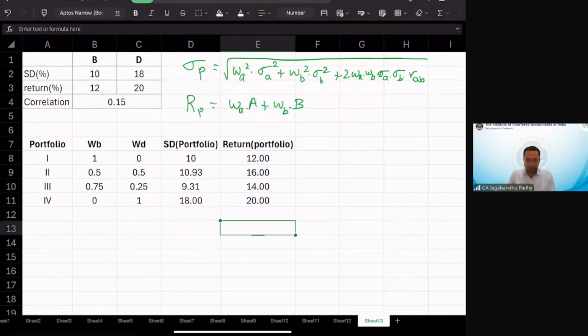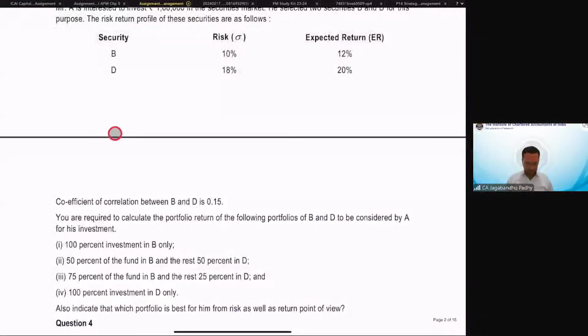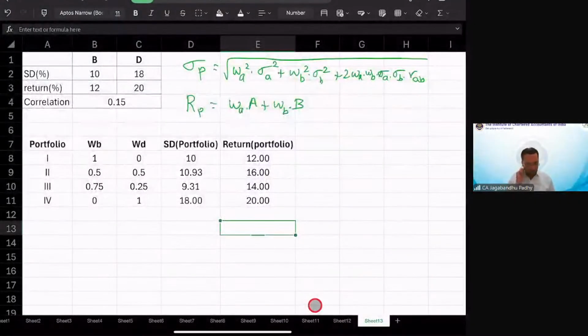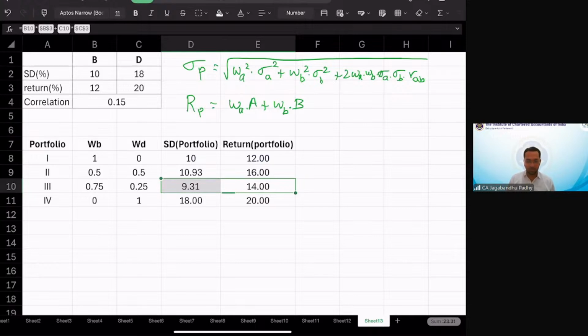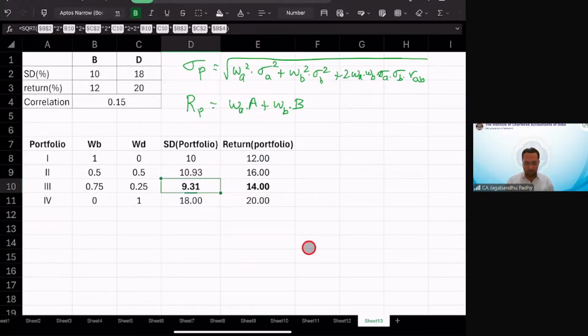Okay, perfect. So now, the question asks us to indicate which portfolio is best for him from risk as well as return point of view. So from risk and return point of view, which of the portfolios is best suited for him? Third one, with 9.31 and 14. This is the best suited because that gives us a 14% return with a risk of 9.31.